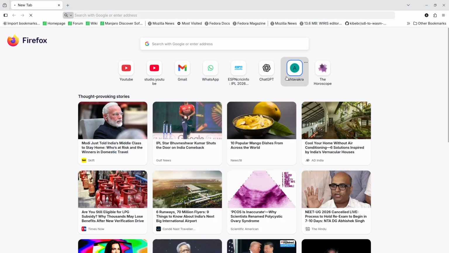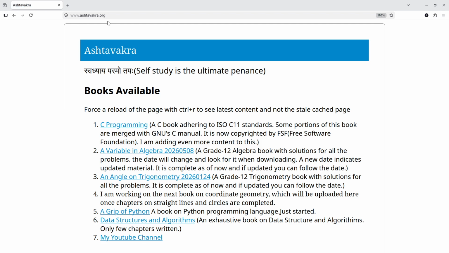So you can come to my website, www.astrology.org. You don't need to type www. Just type astrology.org. It will redirect to this website. And then you can download the Algebra book from the second link and trigonometry from the third link. You can go ahead and read those.